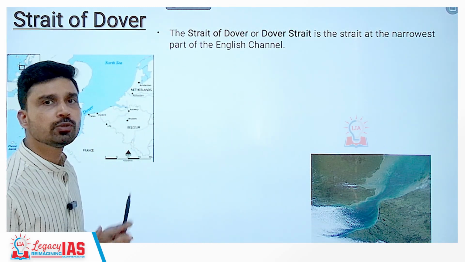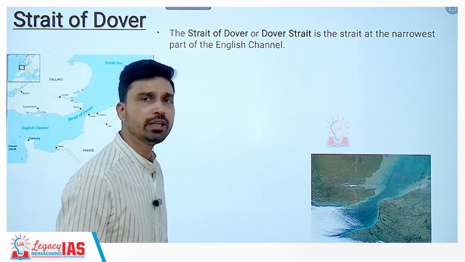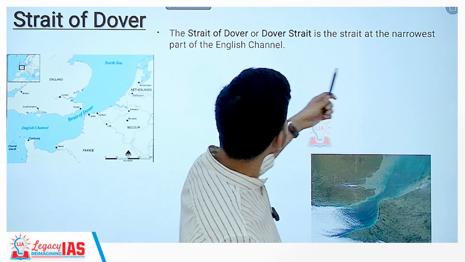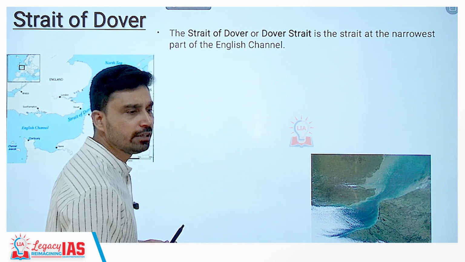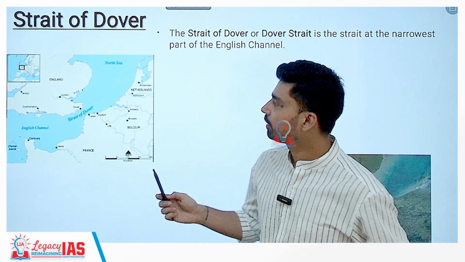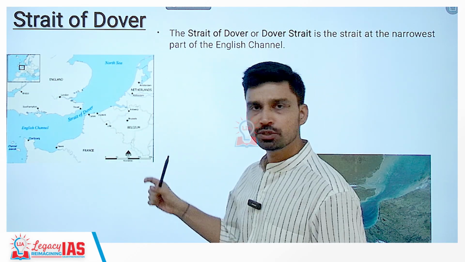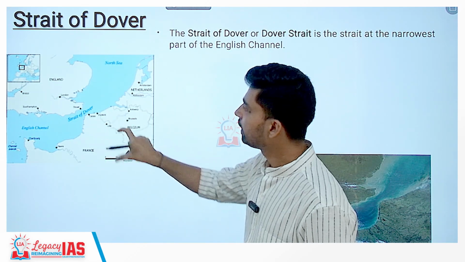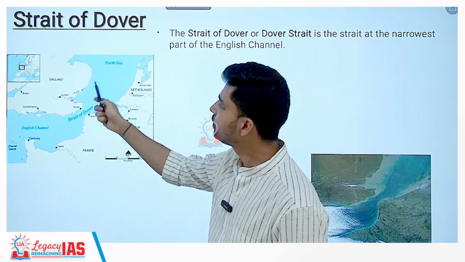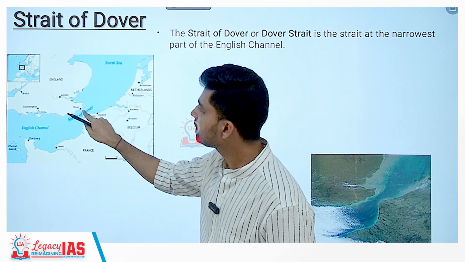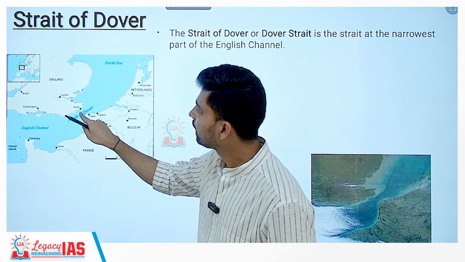Dover. So the Strait of Dover, also commonly called the Dover Strait, is a strait at the narrowest part of the English Channel. So if you look at the map here, you can clearly see in the east you have the European landmass where you have a country that is France, and in the western side you have the United Kingdom, and here you can clearly see that is nearby London. Then here you have Dover.